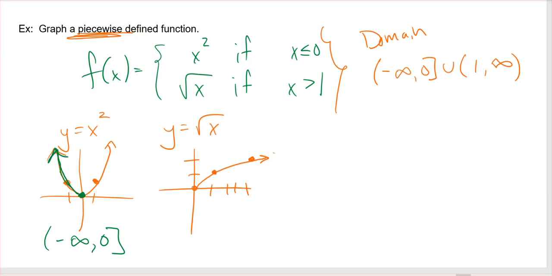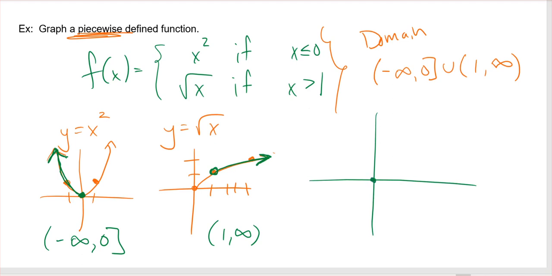So only there. And now for this one here, we're only looking at where x is bigger than 1. So this is from 1 to infinity. So I'm only going to consider here and on. And we're going to use an open dot here, because the function is not defined at x equals 1. So for our piecewise defined function here, we're going to just put the pictures together.